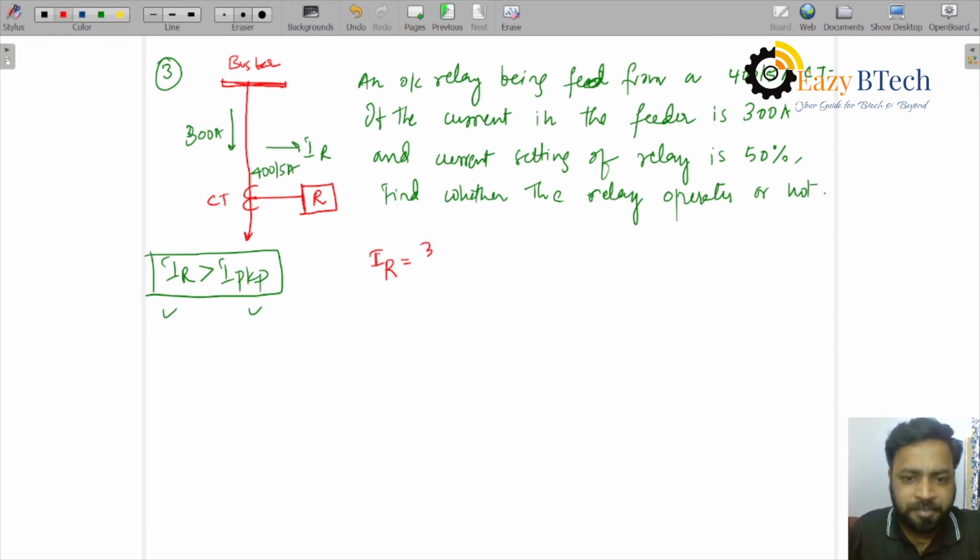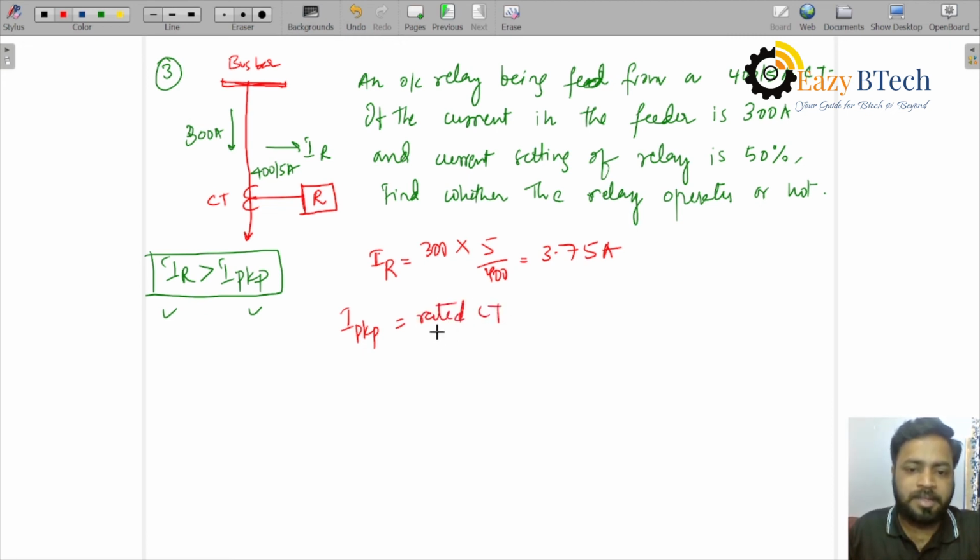So 300 primary current multiplied by CT ratio. CT ratio is 5 by 400. So we will have 3.75 amperes as the IR. Now we need to calculate I pickup. I pickup equal to rated CT secondary current multiplied by current setting, right? Current setting.